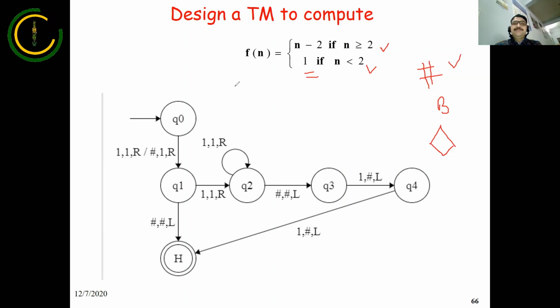Just see here. Suppose the value of n is 3. So how can your machine perform? Just see here. You are in state Q0. After reading 1, you move towards the right. Now you are in state Q1. Now just check, if you are in state Q1 and another 1 is there, then move towards the right on state Q1.